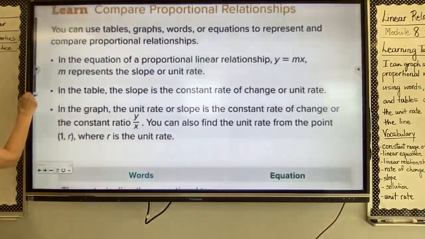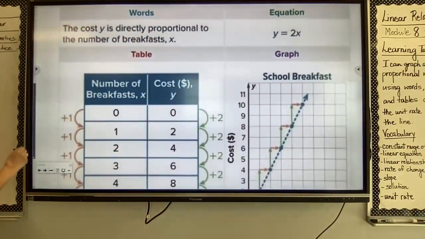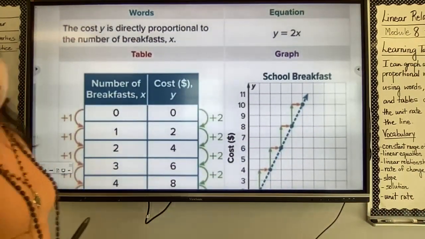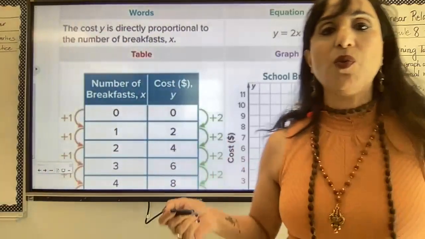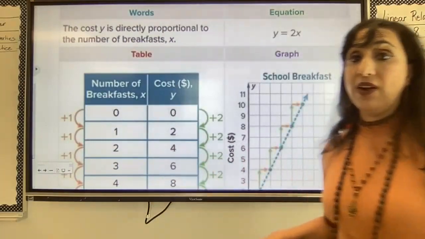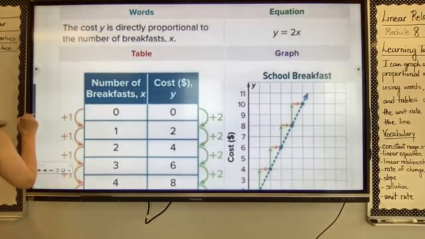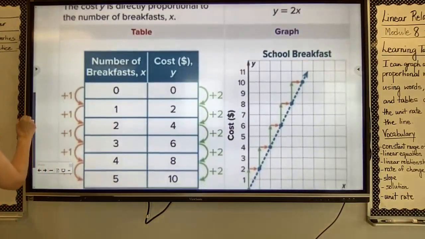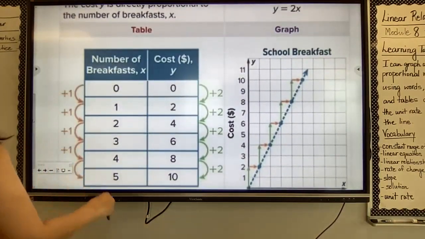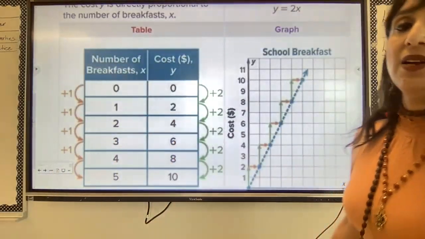So if I pull this down, so look here. All right. So as you can see in words, what does it say? The cost y is directly proportional to the number of breakfasts, which is x. All right. Equation. So then before that, look at this also. Look at the table. It's showing me the relationship, what's happening. This is going up by 1, then the cost is increasing by 2, as you can see.